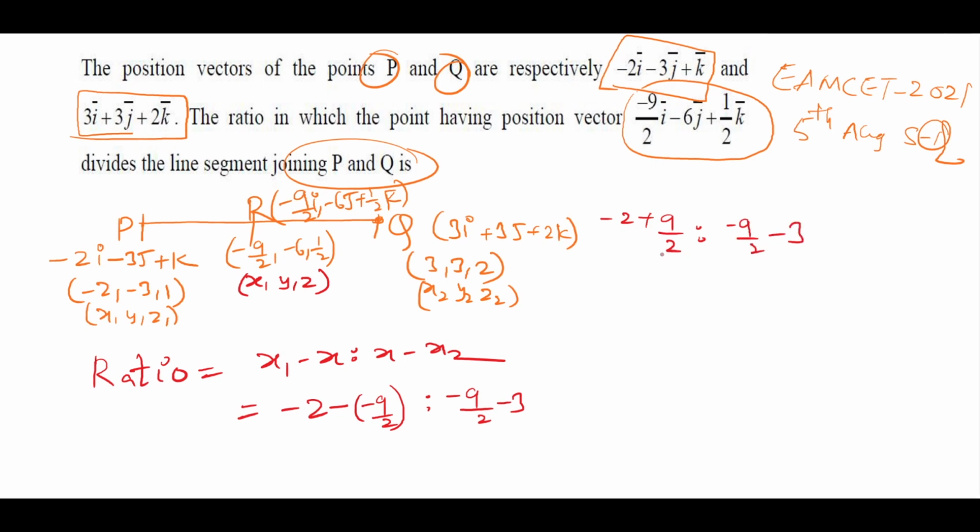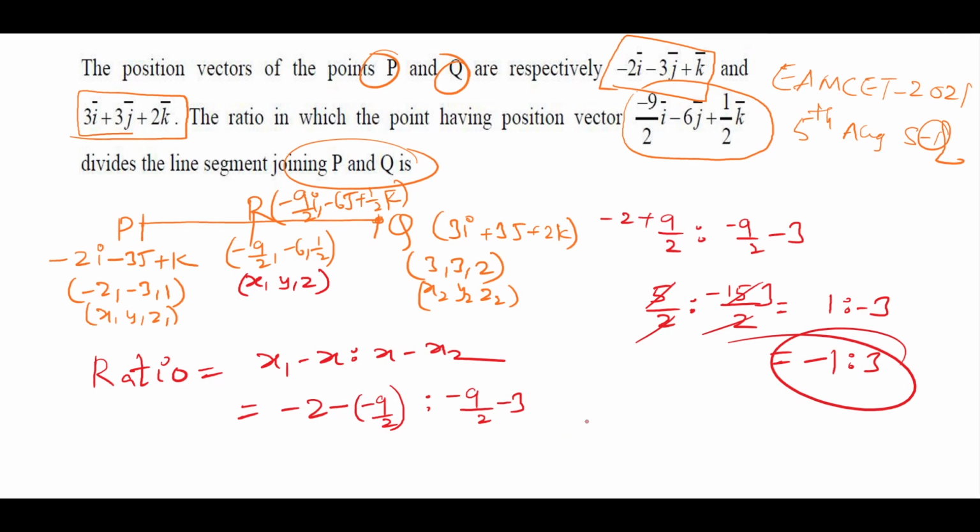This is minus 4 plus 9, this is 5 by 2, is to minus 9 minus 2, this is minus 15 by 2. Here 2 cancelled, 5 three times cancelled. That is equal to 1 is to minus 3. So multiplying by minus, this is minus 1 is to 3. This is the required ratio.